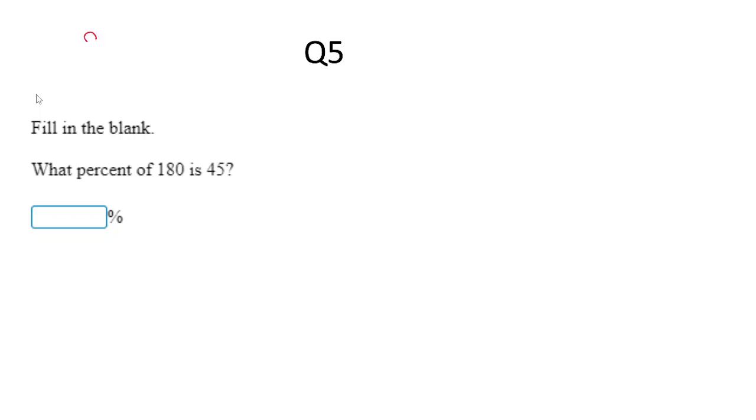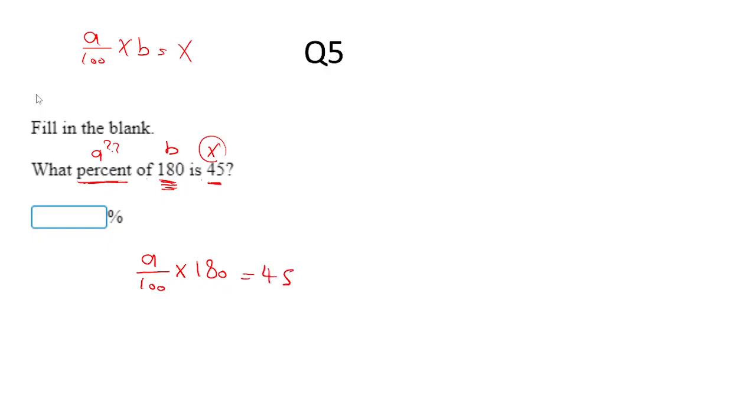Same thing. I will apply the formula before doing anything. Now, what percent? So he wants A of 180. This is B, the full amount, not the whole number. 45 is the part, this is x, right? So let's apply the equation: A over 100 multiplied by 180 equals 45. This one, we remove this one.